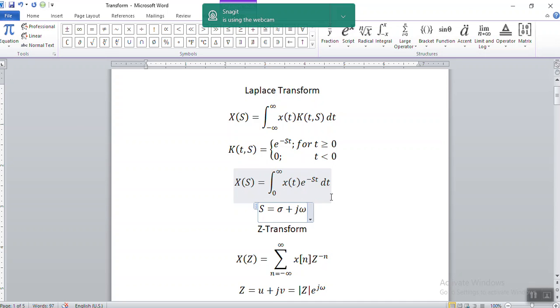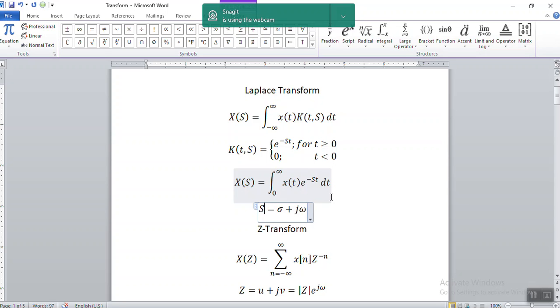So, therefore, y of t, which is equal to x of t convolution h of t, becomes y of s is equal to x of s into h of s, where x of s is the Laplace transform of x of t, y of s is the Laplace transform of y of t, and h of s is the Laplace transform of h of t. So, y of t equal to x of t convolution h of t becomes y of s equal to x of s into h of s.